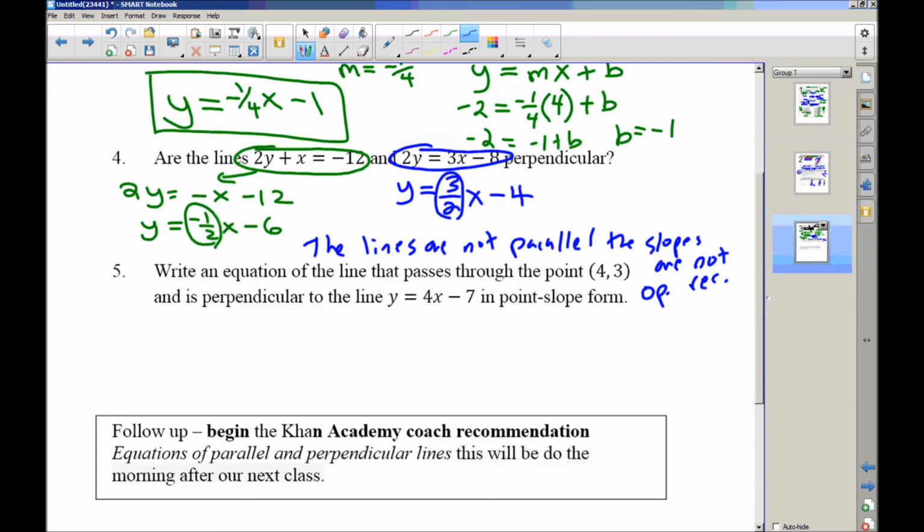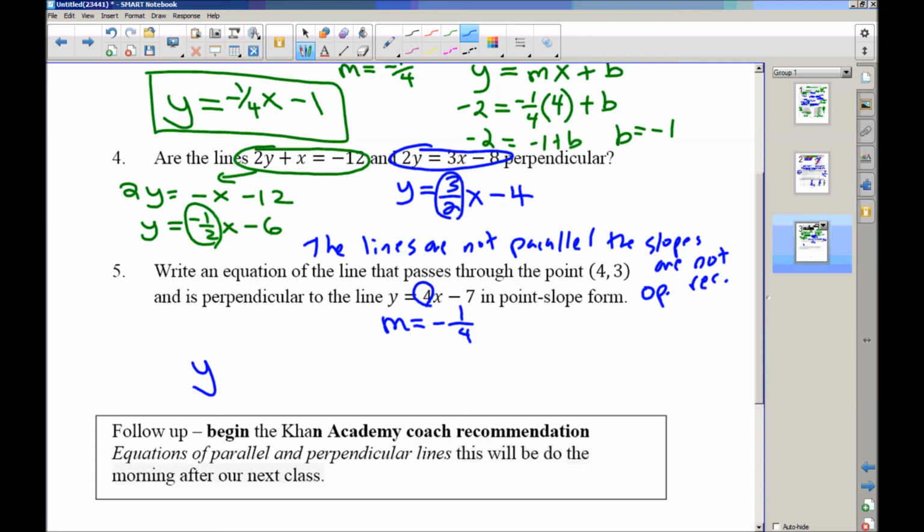All right, last one. Write an equation of a line that passes through the point (4, 3) and is perpendicular to the line y equals 4x minus 7. And we want this in point slope form, which is the easiest form for this question. So here's our current slope. Our slope for our line is going to be the opposite reciprocal. So I'm going to make it negative because that one was positive. And the reciprocal of 4 is 1/4. So there's the slope I want.